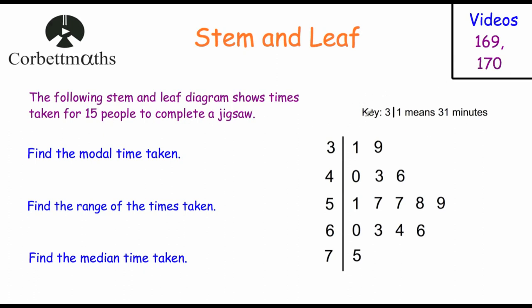So we've got the key, and that's very important for a stem and leaf. So 3, line 1 means 31 minutes. So we're dealing with minutes here. And we've got 31, 39, 40, 43, 46, 51, 57, 57, 58, 59, 60, 63, 64, 66, and 75 minutes.